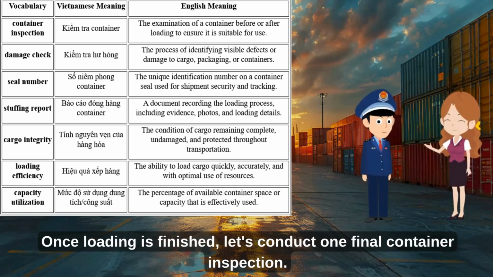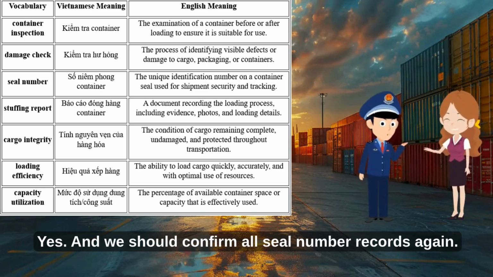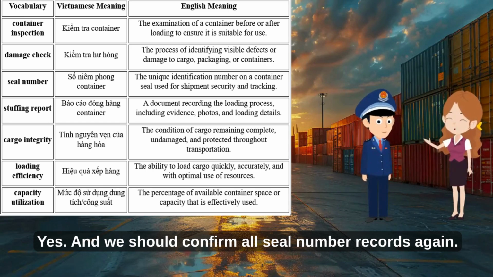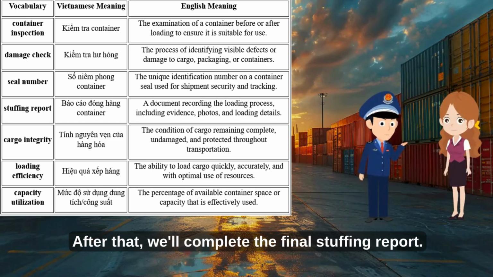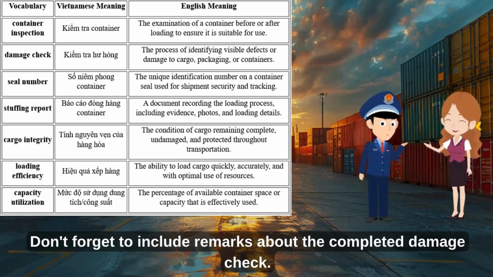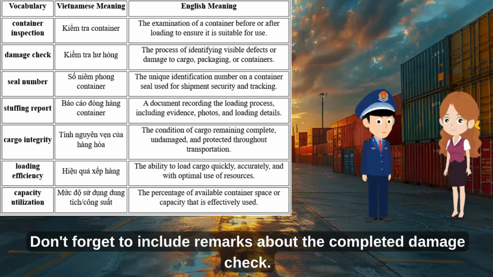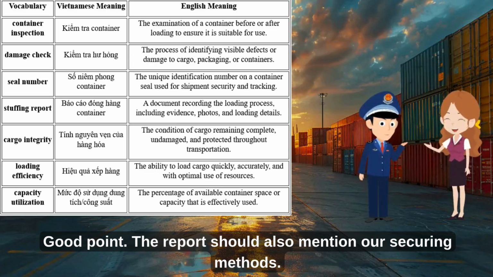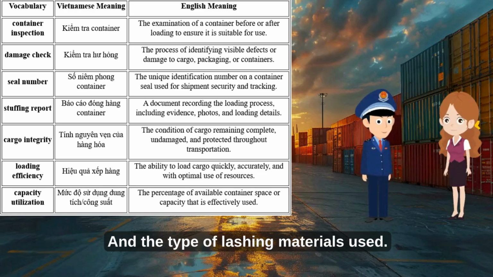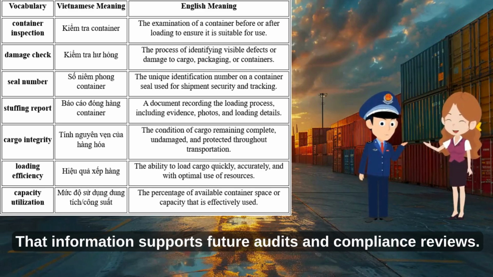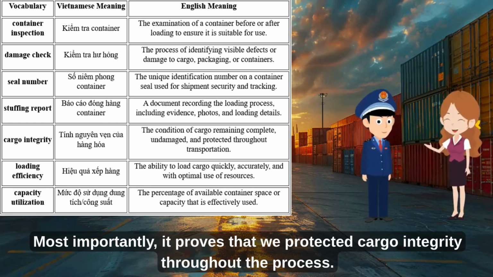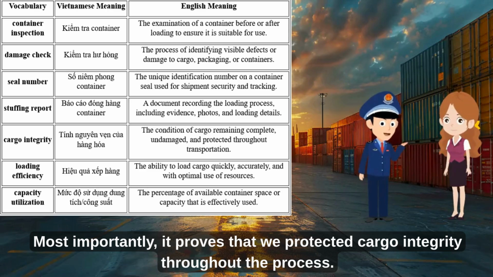Once loading is finished, let's conduct one final container inspection. Yes, and we should confirm all seal number records again. After that, we'll complete the final stuffing report. Don't forget to include remarks about the completed damage check. Good point. The report should also mention our securing methods. And the type of lashing materials used. That information supports future audits and compliance reviews. Most importantly, it proves that we protected cargo integrity throughout the process.